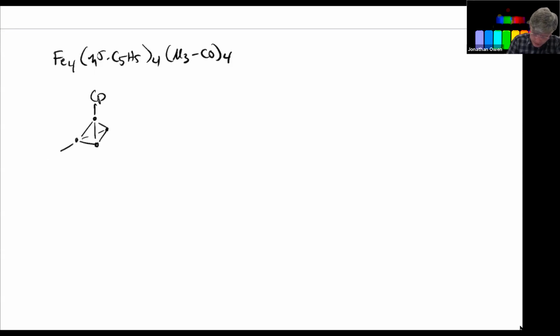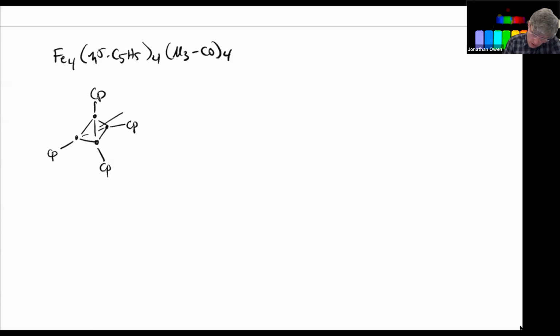This is a little pyramid with CPs on each of the corners. Now we've got a mu3 CO. Where's that CO going to go? What does that mean, mu3? It means it bridges 3 metals. Each CO sits in the face of each of those pyramids.